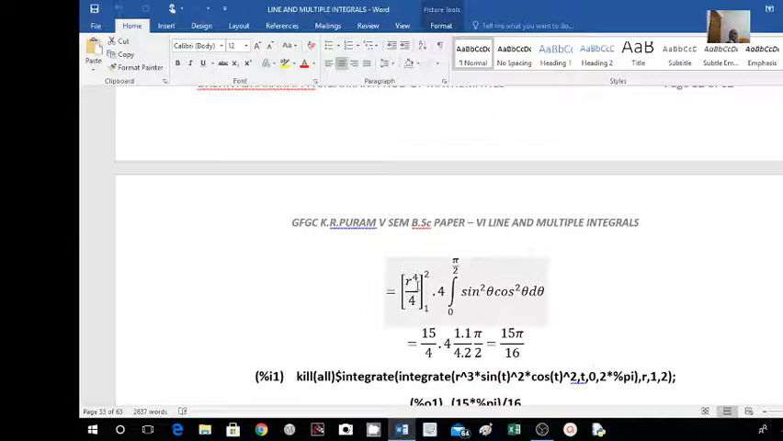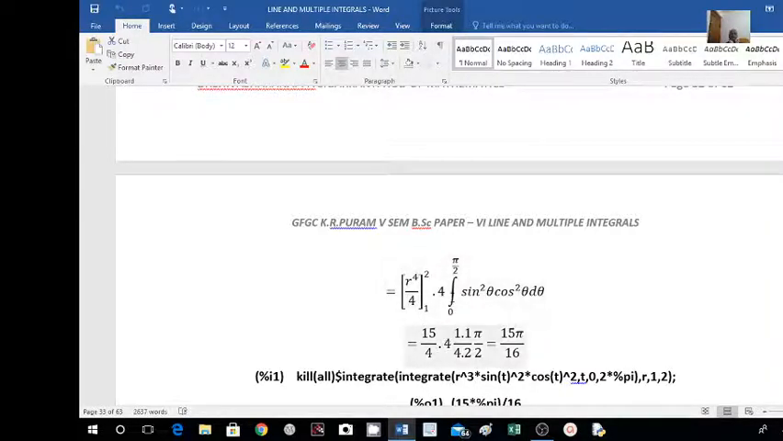Now the given integral becomes: the first integration, r cube, gives r to the power of 4 divided by 4 between 1 and 2, into the second part, which is 4 times the integral from 0 to pi by 2 of sin square theta cos square theta d theta. If you put r equal to 2 here, then we get 2 to the power of 4, which is 16 by 4, that is 4, minus 1 by 4. After simplification, I will get 15 by 4 into 4 as it is.